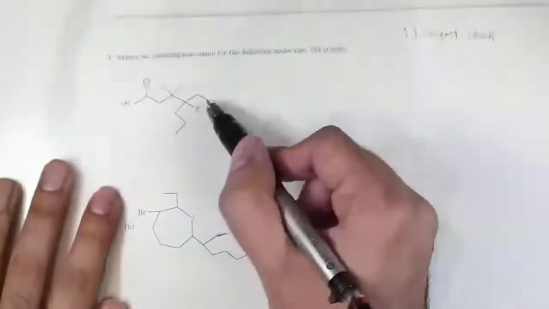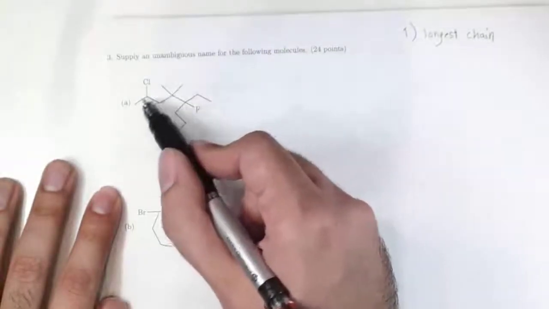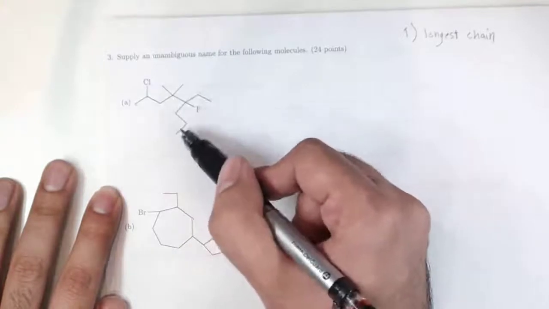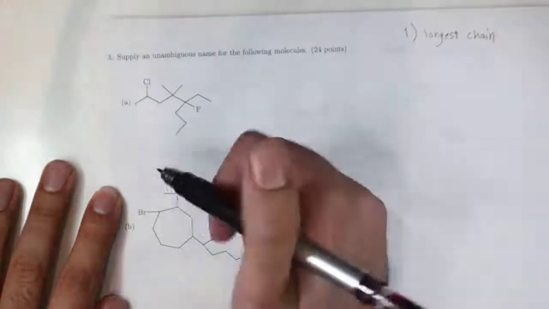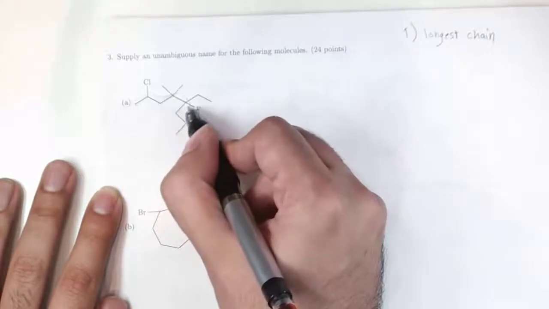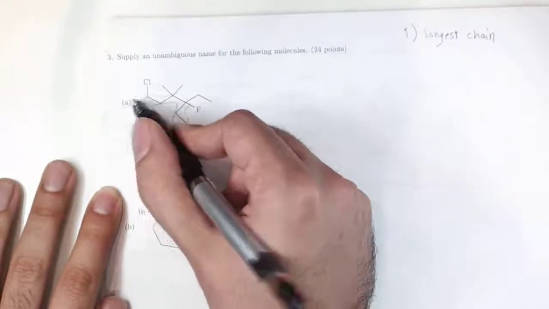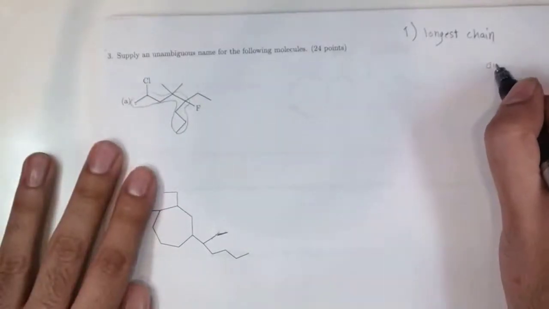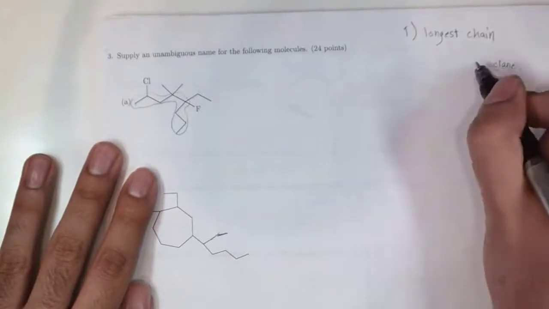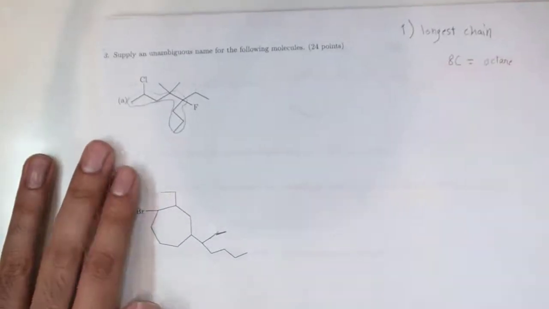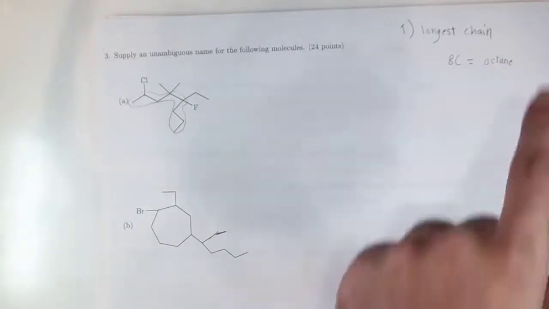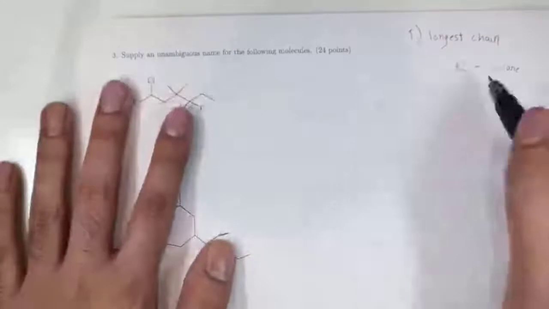Let's see. If I go this way, I'll have 1, 2, 3, 4, 5, 6, 7. If I go this way, I'll have 1, 2, 3, 4, 5, 6, 7, 8. Therefore, I already know this should be my main chain. Since I have 8 carbons in my main chain, it's going to have octane at the end, ane for alkanes.